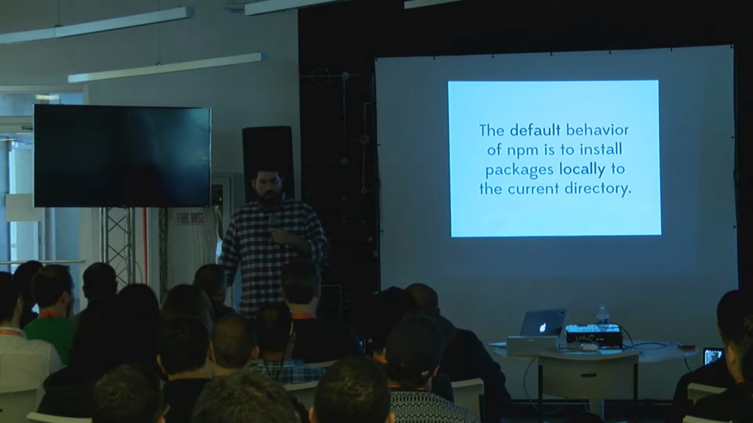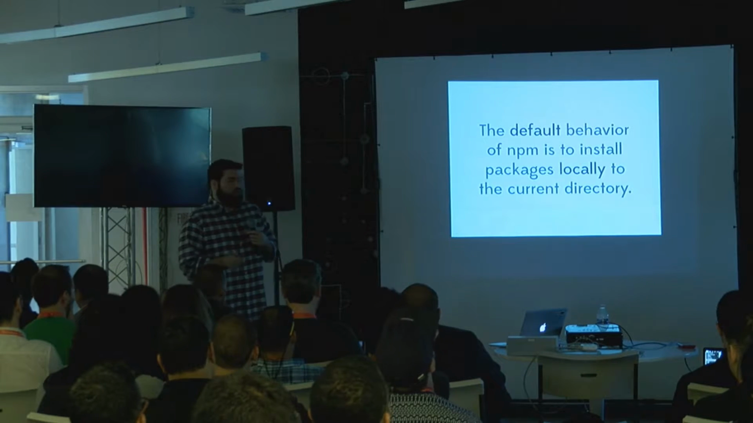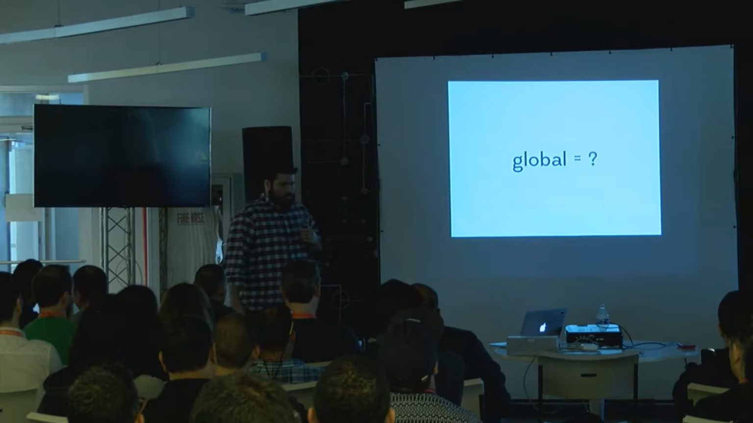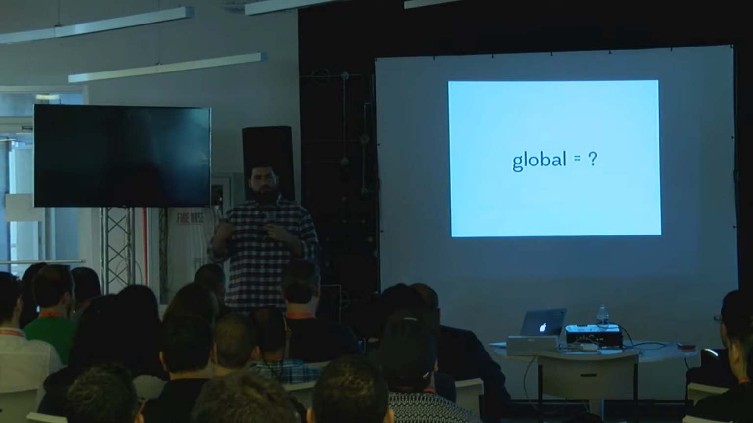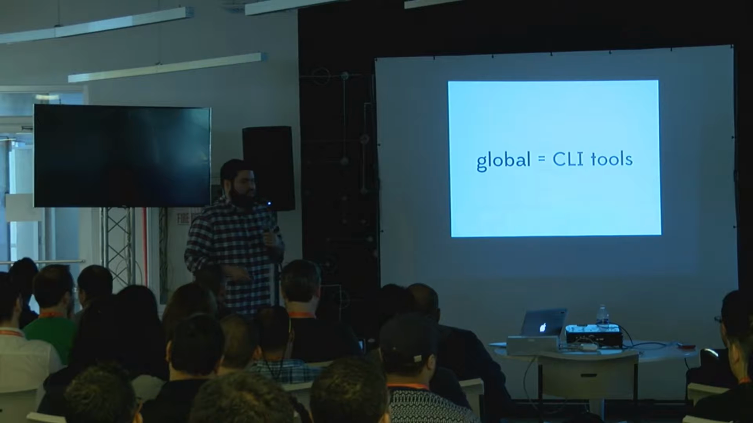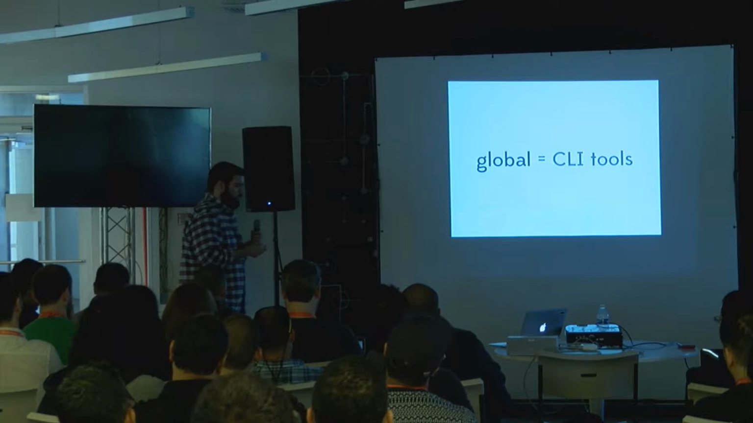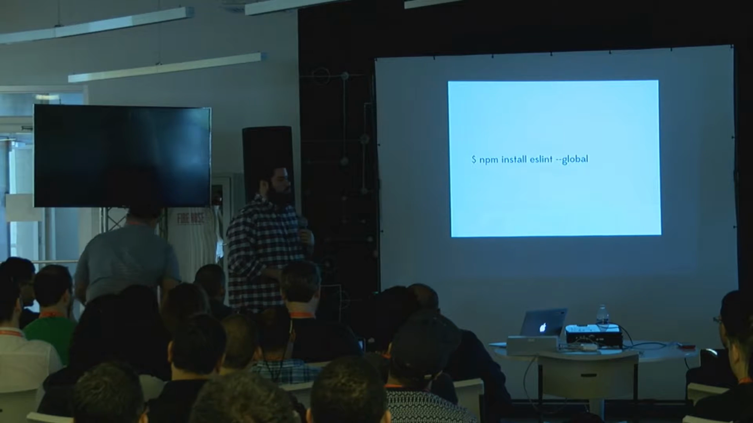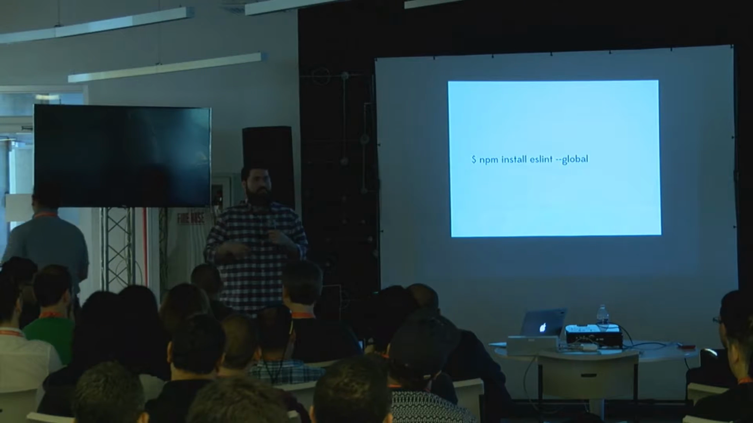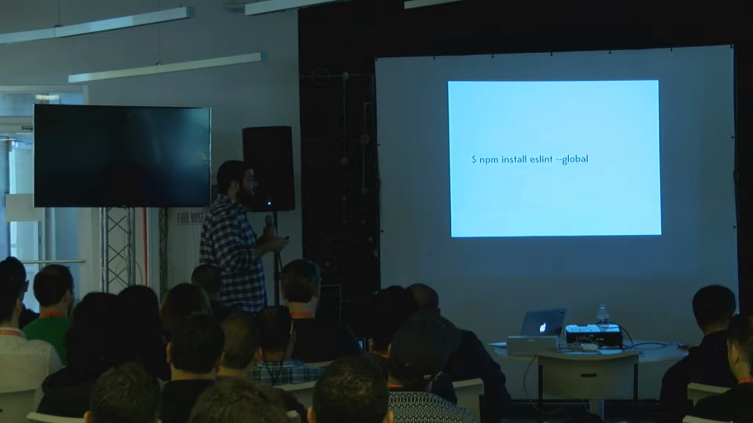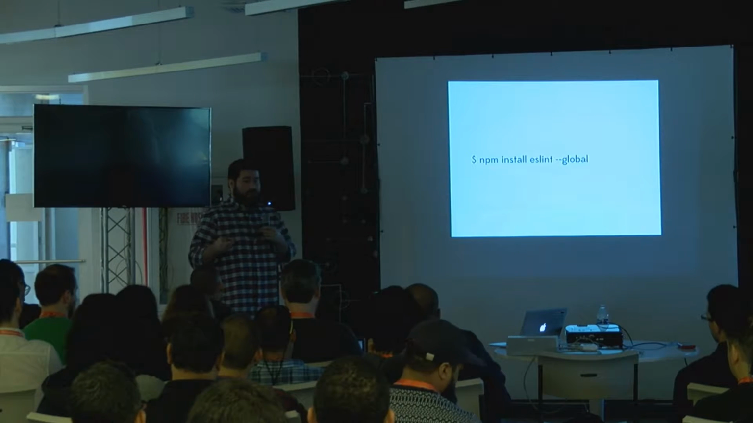The default behavior of NPM is to install packages locally to the current working directory. So why would we want to install packages globally? Well, the most common use case is to install CLI tools like linters or test runners. With NPM, we can do so by doing npm install ESLint --global, which will install a package globally, and it will also make any executable binaries available to your path.